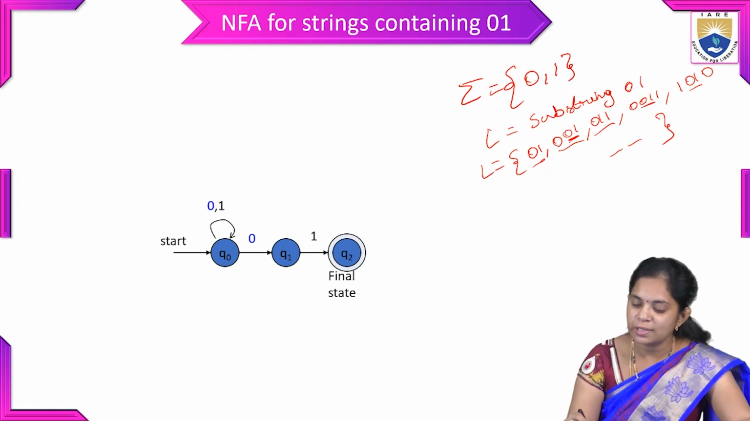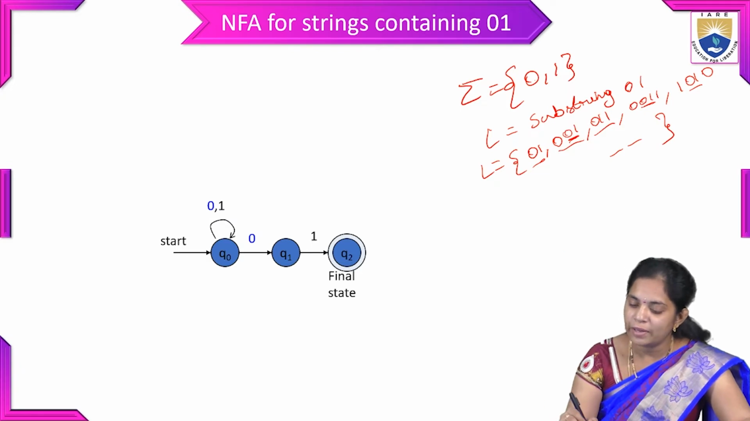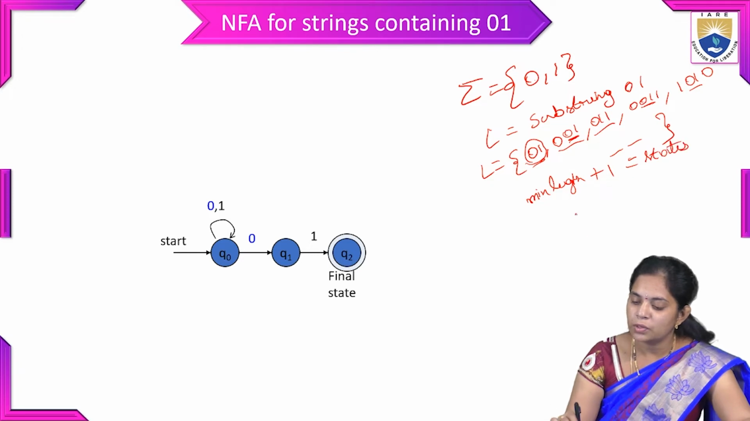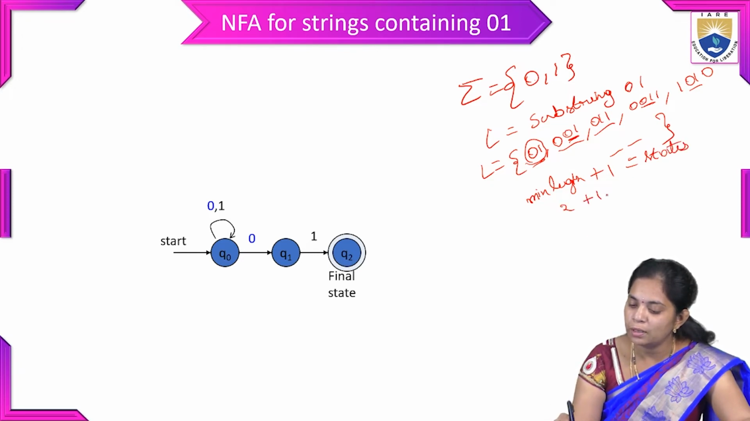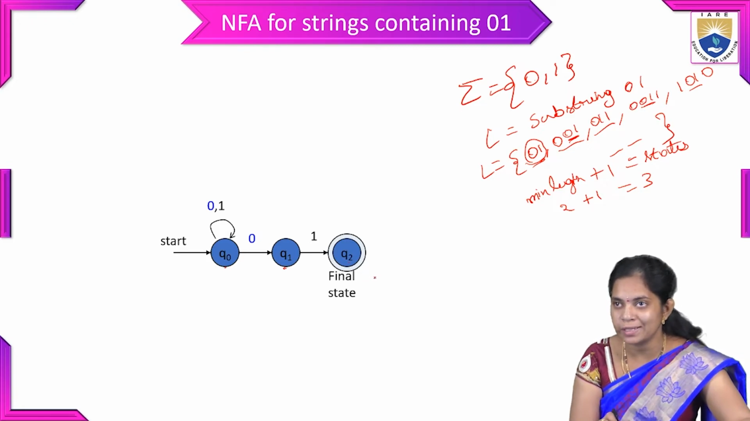Here the question is how to find how many states are needed in the NFA construction. First thing, the minimum length is here 0, 1. So the minimum length plus 1 gives the number of states. Here the minimum length is 2 plus 1, so we need 3 states. Q naught is one state, Q1 is one state, and Q2 is one state. So these are the 3 states involved in the construction of this NFA.